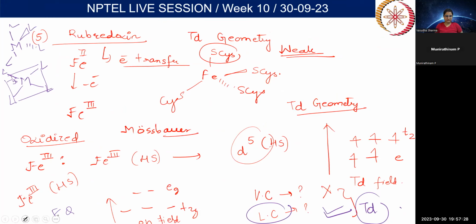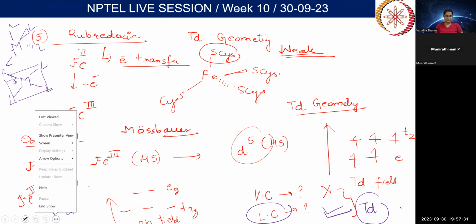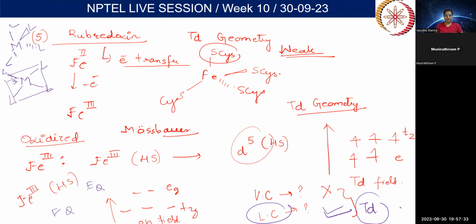So we have delta EQ non-zero. That means splitting will occur. And now the second case. Firstly we talked about iron +3, that's an oxidized form after it has lost one electron. So it is having delta EQ existing.